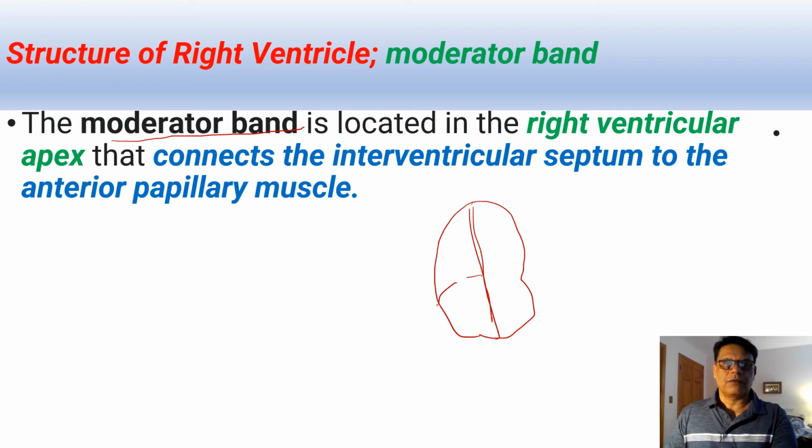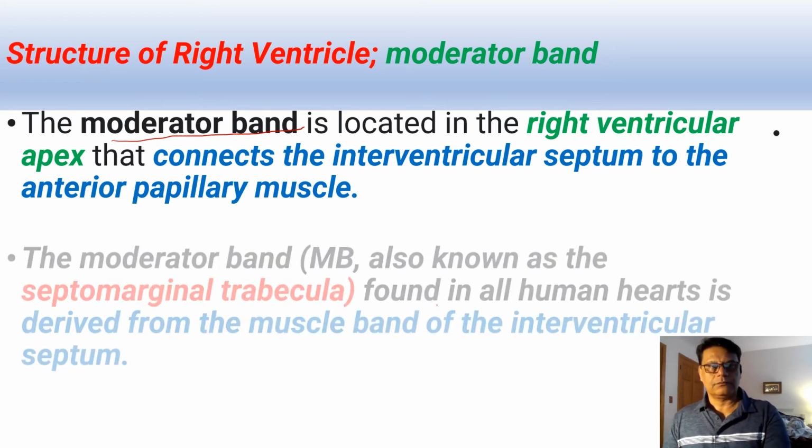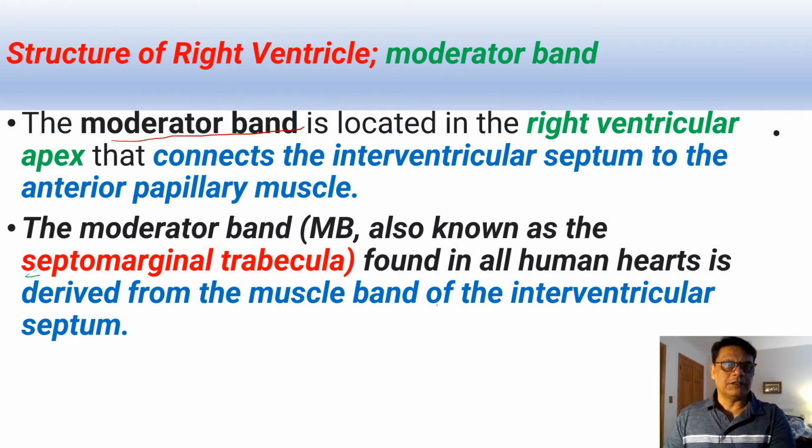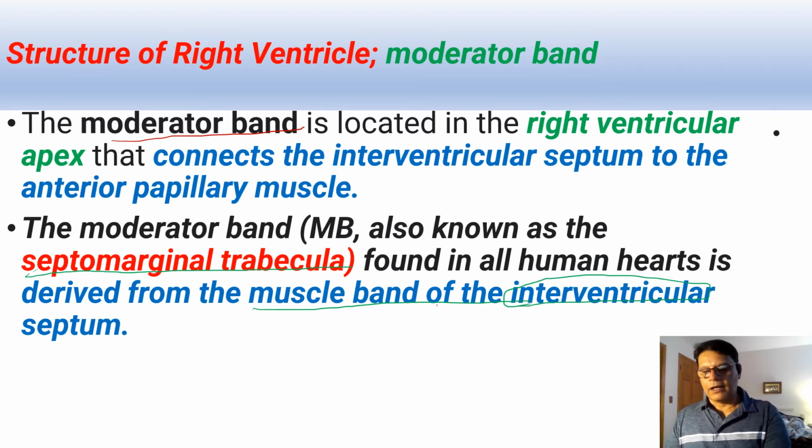So here are the papillary muscles and chordae tendineae. Here is the moderator band that connects interventricular septum to the anterior papillary muscle. This is also called septomarginal trabecula. Trabecula, I told you, is a column, and actually this is a type of muscle band that is derived from interventricular septum and connects with the anterior papillary muscles of the right ventricle.